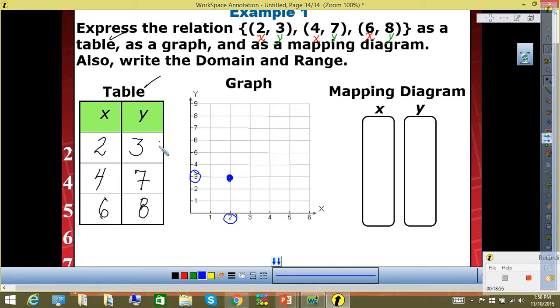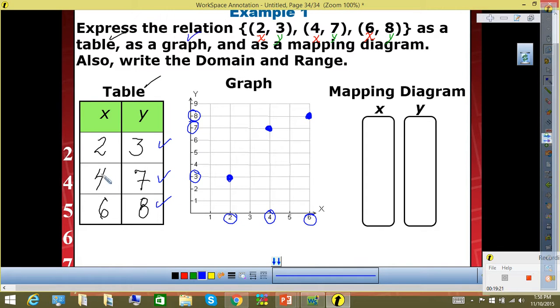So I'm done with this one. Let's do the next one. There's 4, 7. If I extend this way and this one that way, they intersect at about right there. And then the last point, 6, 8. That way and that way, so it's right there. And we're done with graphing.